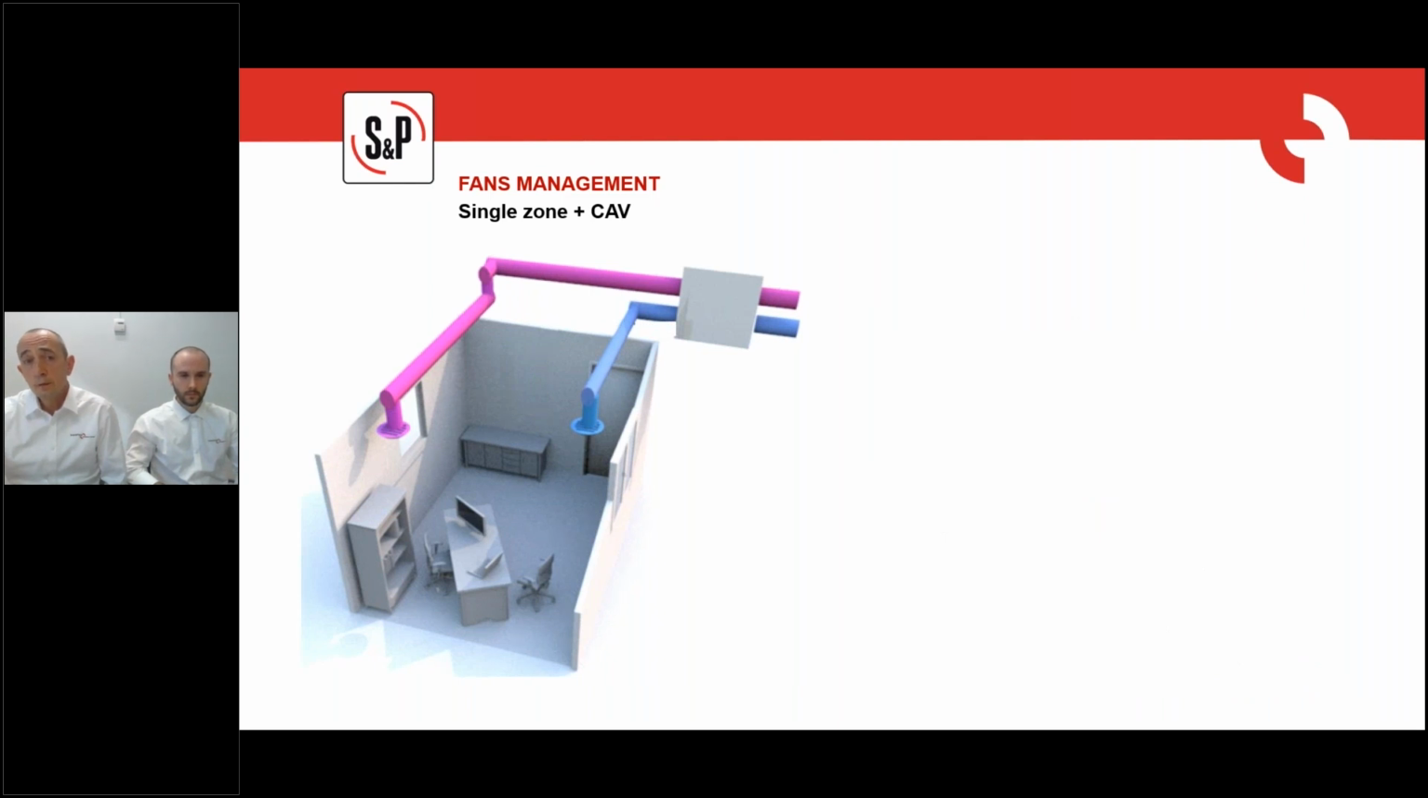Okay, if we move to constant air volume, well, the components can be similar. So the system is composed of one ventilation unit dedicated to ventilate a single room, a single space. But in this case, the regulation works in order to maintain constant airflow. So basically, here what we are doing is to compensate the filter clogging by increasing fan speed.